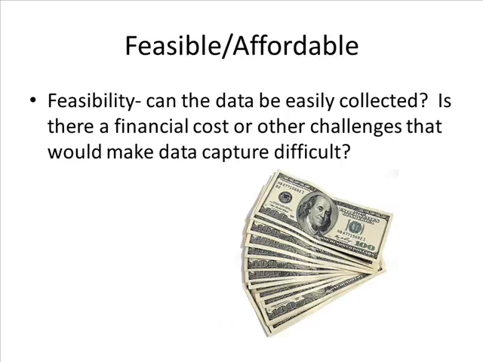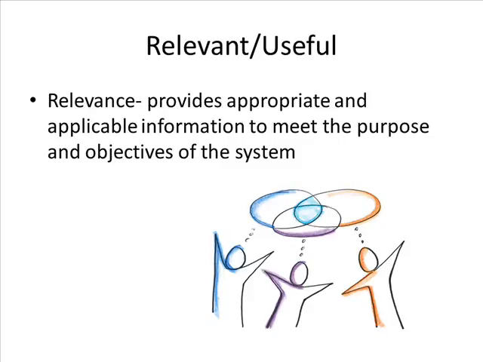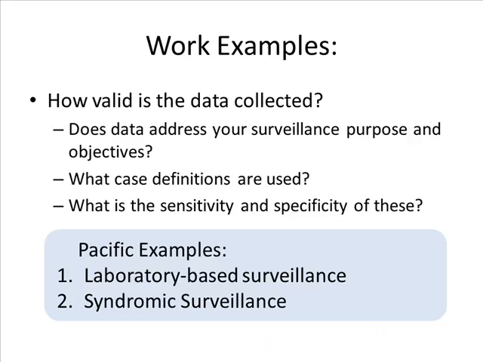Slide 24. Feasibility. Can the data be easily collected? Is there a financial cost or other challenges that would make data capture difficult? Slide 25. Relevance. Does the indicator provide appropriate and applicable information to meet the purpose and objectives of the system? Slide 26. How valid is the data collected? Does data address your surveillance purpose and objectives? What case definitions are used? What is the sensitivity and specificity of these? Specific examples: laboratory-based surveillance, syndromic surveillance.